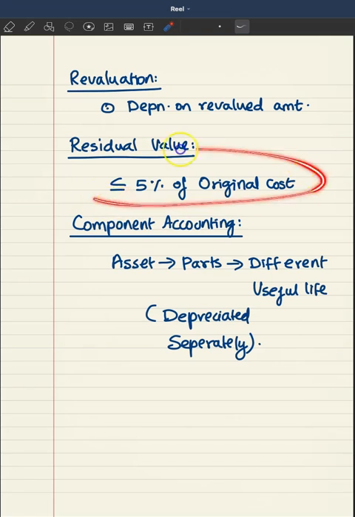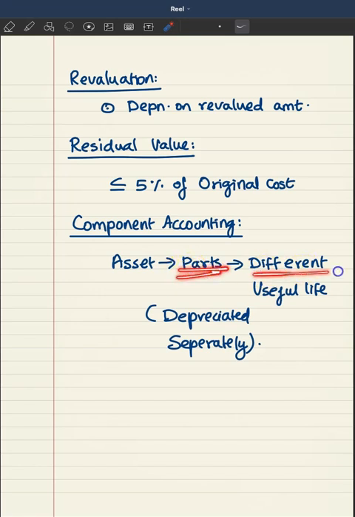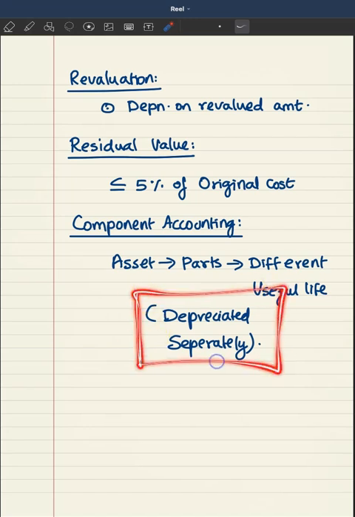Otherwise, it should be within this range. And if some assets are going to have different parts with different useful life, then in those cases, what is known as component accounting comes into picture. It means it can be a single asset, but since different parts are having different life, they'll be depreciated separately.